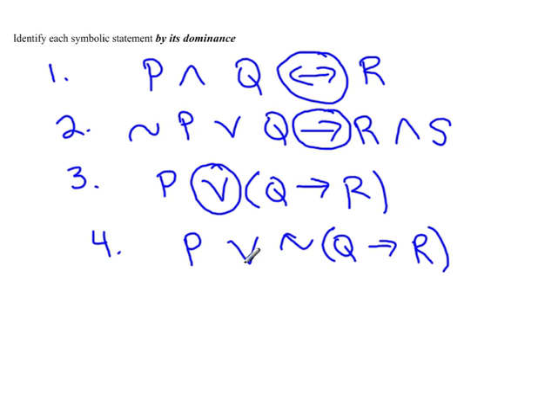Okay, this says P or not Q, then R. You have three operations: or, not, if then, conditional. We have to look at the two on the outside of parentheses, in this case the disjunction or the negation. Of those two, the disjunction would be the most dominant.